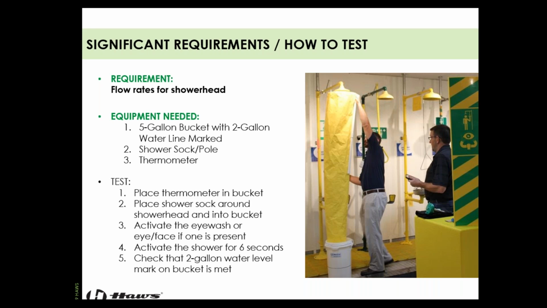If they don't have a shower sock and something to control the water, it's impossible to get in and out of there without getting wet. So activate that eye wash. Activate the shower for 6 seconds and count it off. Do your 1 Mississippi's all the way through 6. Check that the 2-gallon water level mark is met on the bucket, and you will know that you are meeting your 20-gallon minimum for the shower.